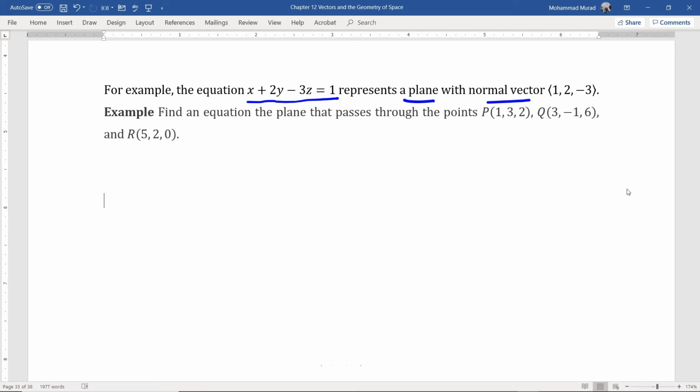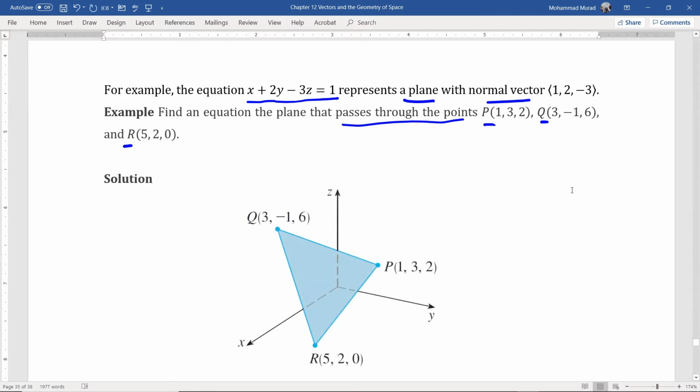Let's have a look at another example. We need to find an equation of a plane that passes through the points P, Q, and R with coordinates as shown. If we plot these 3 points in 3-dimensional space, the portion of the plane is shown in the figure.